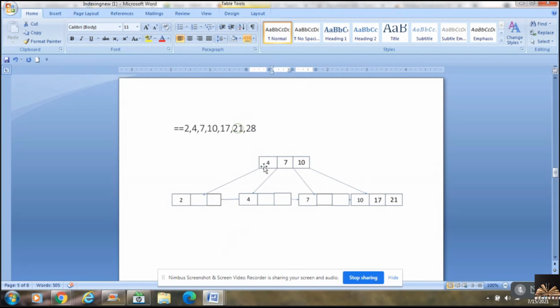Next, the last element to be inserted into the tree is 28. Where does 28 have to be inserted? It is greater than 10, so here it has to be inserted.